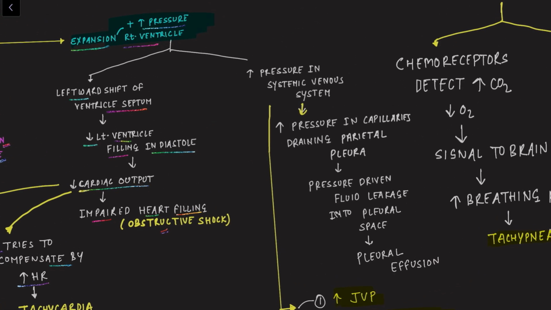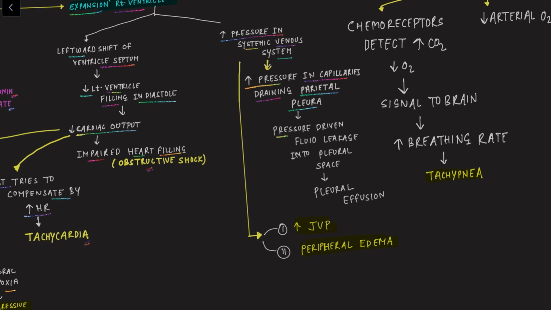Expansion and increased pressure in the right ventricle increase pressure in the systemic venous system, which increases the pressure in the capillaries draining the parietal pleura. Pressure-driven fluid leakage into the pleural space leads to pleural effusion. Pressure increase in the systemic venous system increases JVP and also causes pressure-driven peripheral edema.